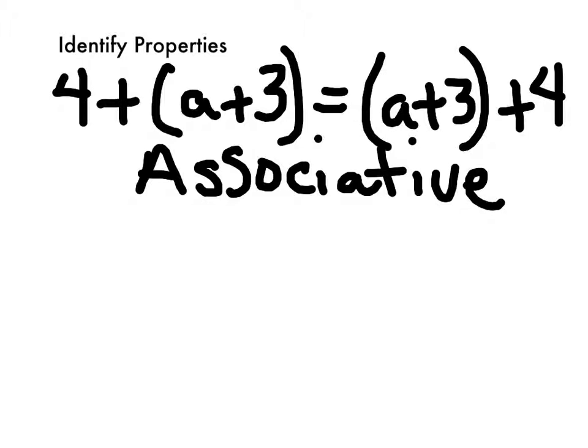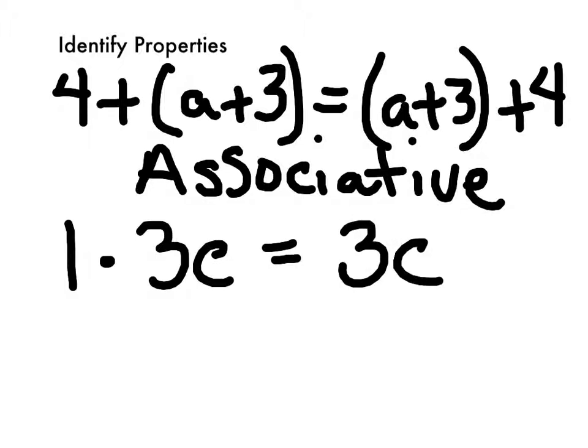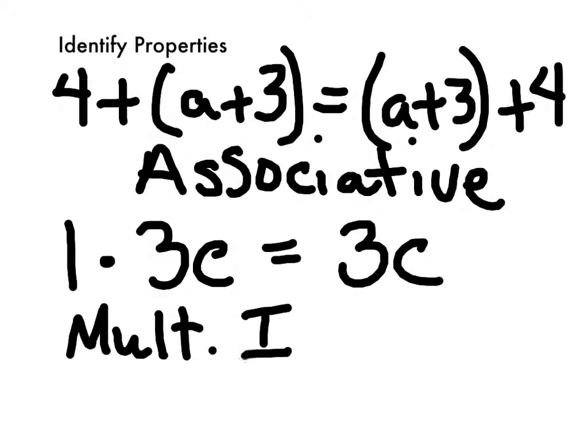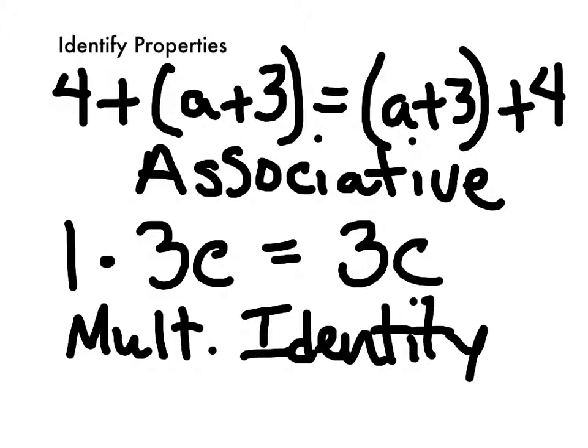What if we had 1 times 3c, and that equals 3c? What property is that using? And that would be the multiplicative identity property. Anything times 1 is always itself. So 1 times 3c is always going to be 3c.